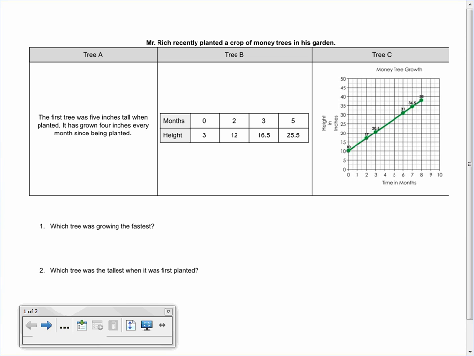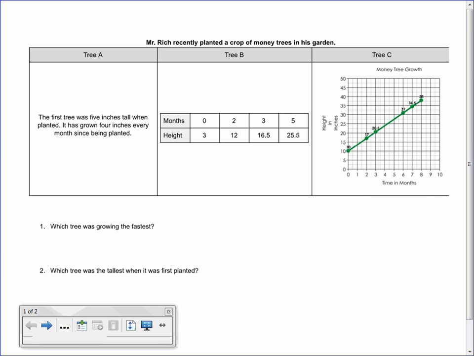In this screencast, you're going to be comparing multiple functions. So on this side, we have Mr. Rich, who recently planted a crop of money trees in his garden. We have tree A as one function, tree B is another one, and tree C. Tree A is just a word problem representing the function. For B, we have a table, and for C, we have a graph.